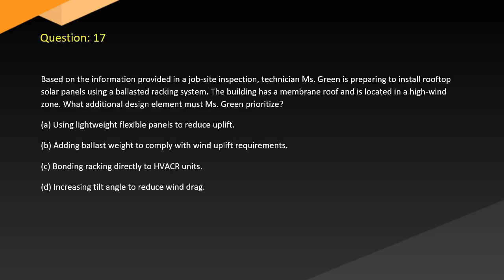Question 17. Based on the information provided in a job site inspection, technician Green is preparing to install rooftop solar panels using a ballasted racking system. The building has a membrane roof and is located in a high wind zone. What additional design element must Green prioritize? A. Using lightweight flexible panels to reduce uplift. B. Adding ballast weight to comply with wind uplift requirements. C. Bonding racking directly to HVACR units. D. Increasing tilt angle to reduce wind drag.